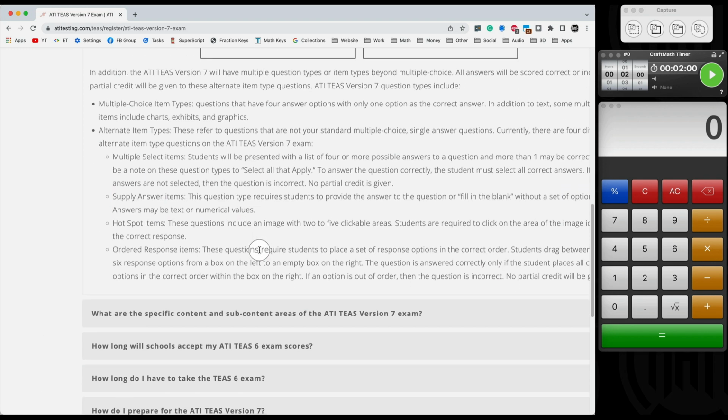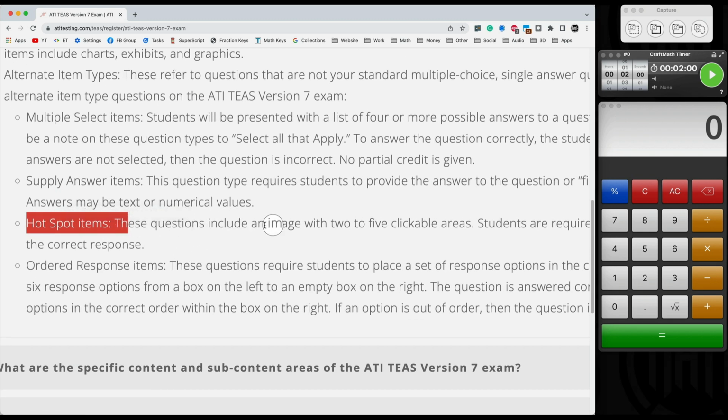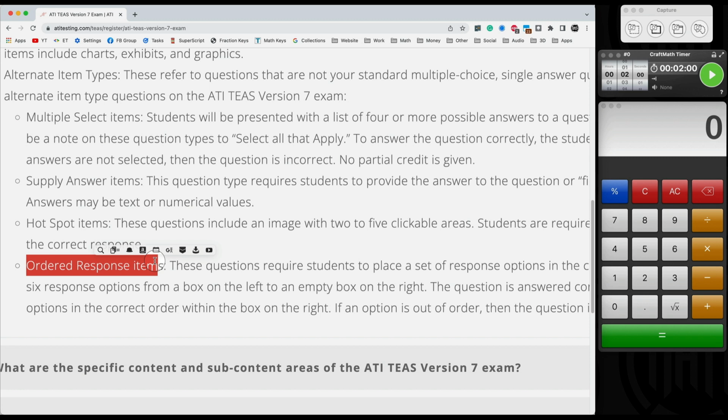I don't think the hotspot's going to pop up for the math portion, but look at what it says. These questions include an image with 2 to 5 clickable areas. I'm thinking a diagram, and you have to click on something. And then tonight, what we will see is ordered response. They're going to give you boxes where you have to drag them around, and you may be thinking, how can that be related to math? I'll show y'all an example, but basically you're going to have to put some numbers in order. I'm almost certain that's the type of question they're going to ask you for an ordered response, where you have to put something in some type of order. We'll see that right here shortly.